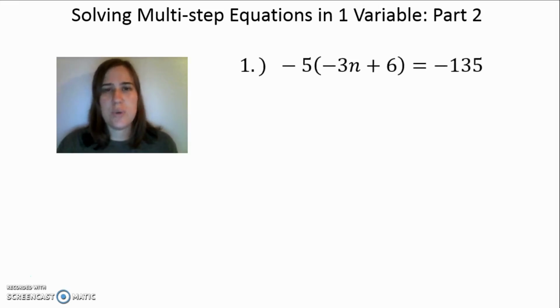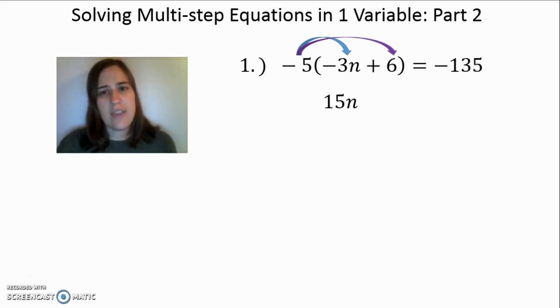The difference between what we were doing on part 1 and what we're going to be doing on part 2 is the distributive property. To do the distributive property, you multiply the number outside the parentheses with both of the numbers inside the parentheses. So we're going to multiply -5 times -3n, and that equals +15n. And we are going to multiply -5 times 6, and that's going to give us -30. We're going to bring the rest of the problem down.